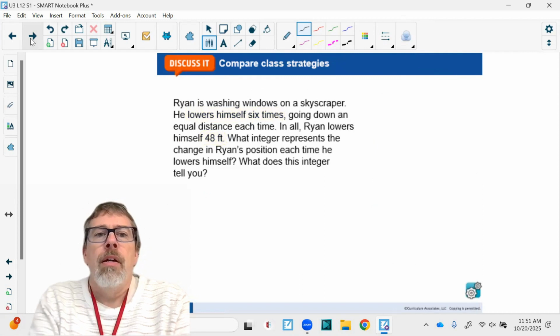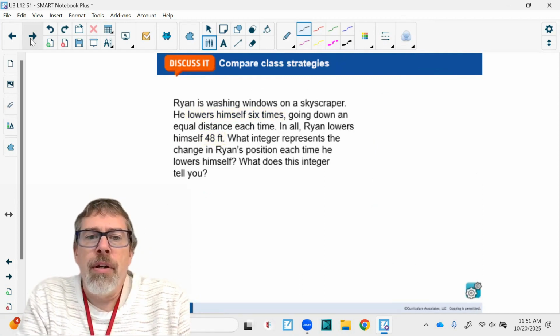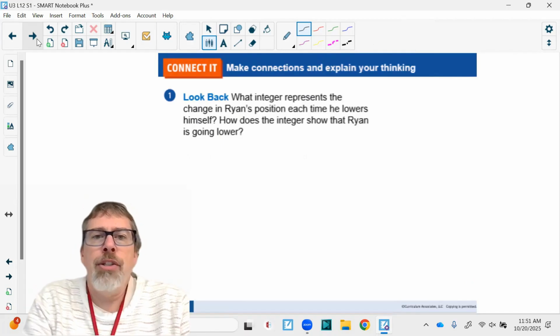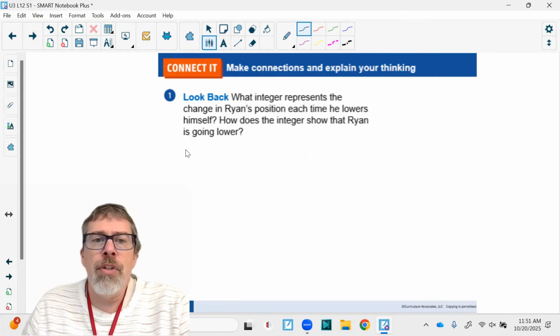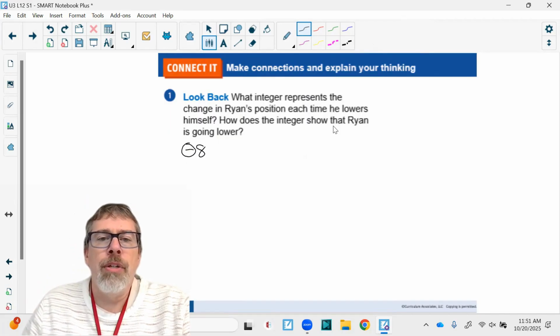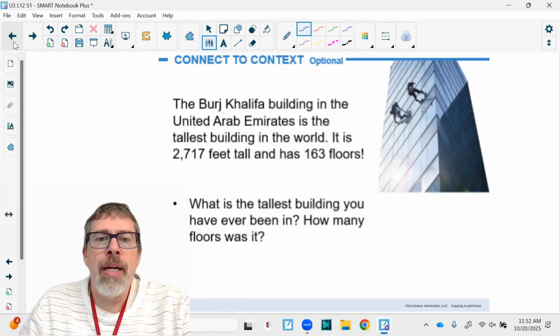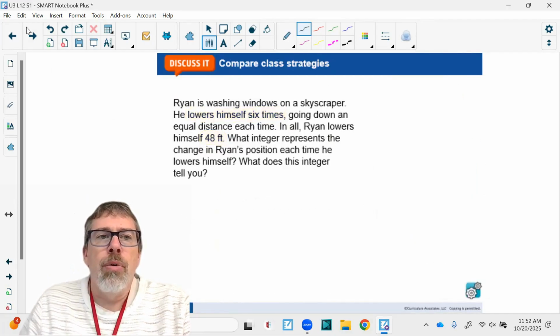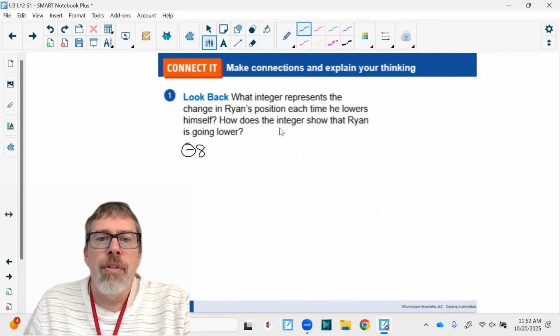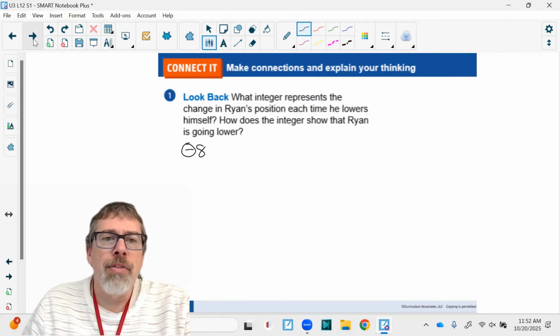Now Ryan is washing windows. Okay, we just did that. Skip that page. What integer represents the change in Ryan's position each time he lowers himself? It was -8. How does that integer show that Ryan is going lower? It is the negative. He lowered himself -8. So the negative is what shows that he's going lower. Down is negative, up is positive.